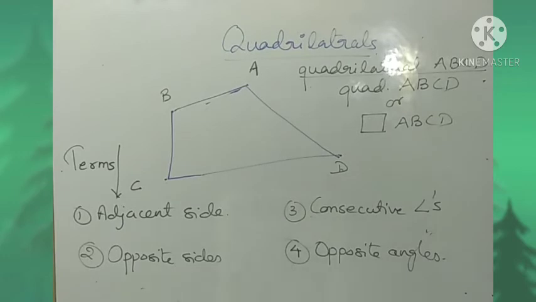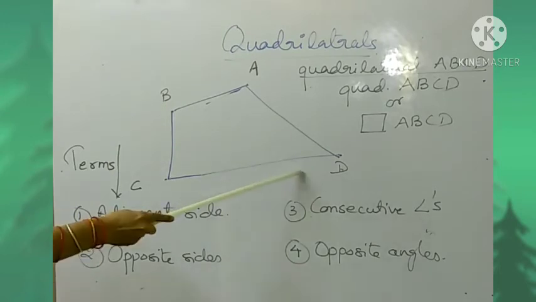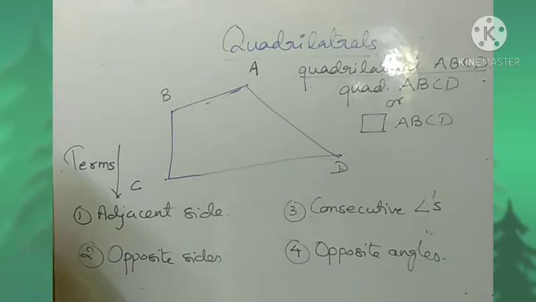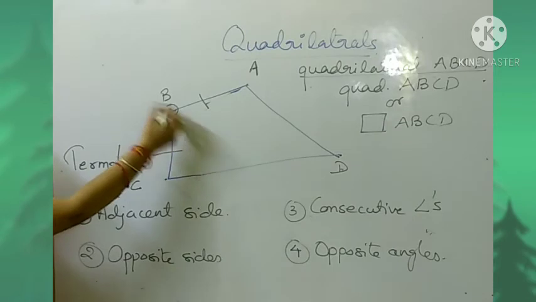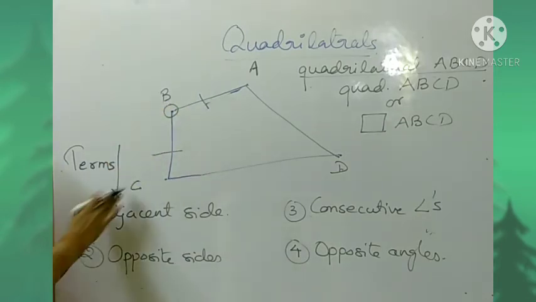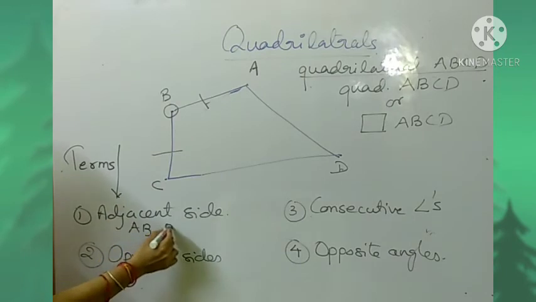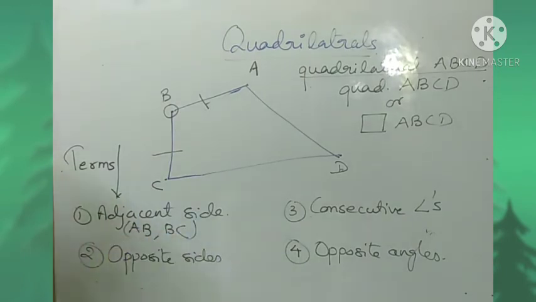Now we will learn some of the terms related to the quadrilateral. The first term is adjacent sides. In this quadrilateral, how many sides are there? 4 sides are there: AB, BC, CD and DA. Now when we take these 2 sides, AB and BC, this vertex is common. So these are the adjacent sides. What will we call them? Adjacent sides.